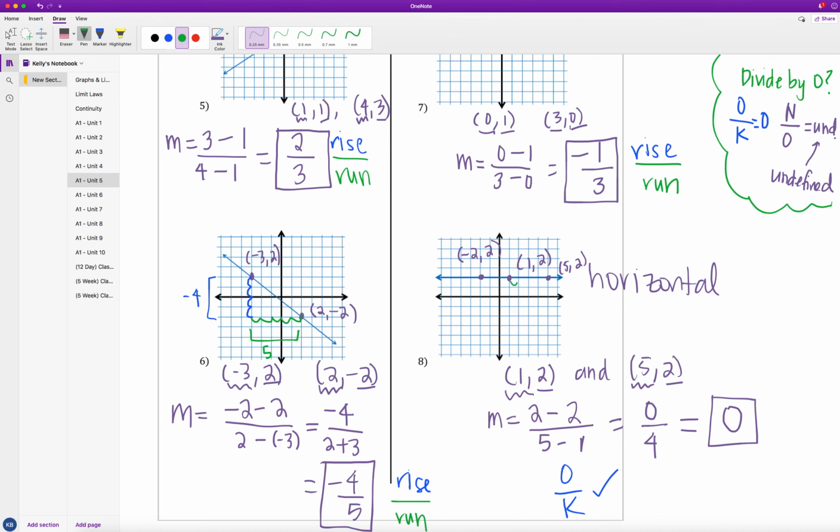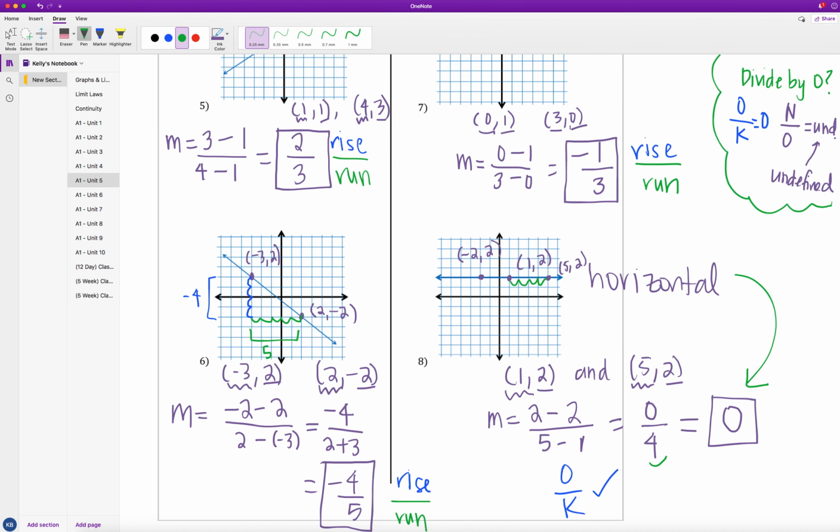All I can do is run between them, and in this case, I moved those 4 units between them. But because I'm not going up or down, I'll always have 0 over a non-zero number, so my slope will be 0 each time. So for a horizontal line, we're always going to get a slope of 0 then.